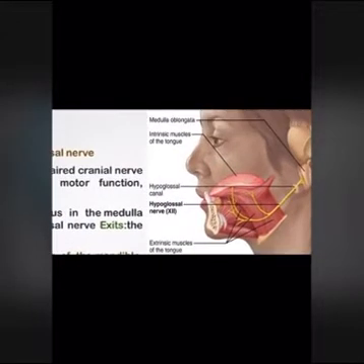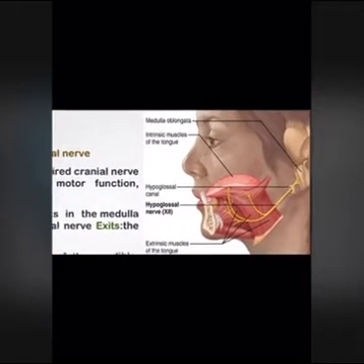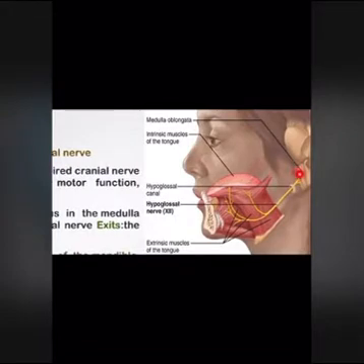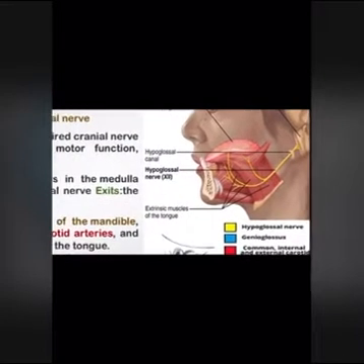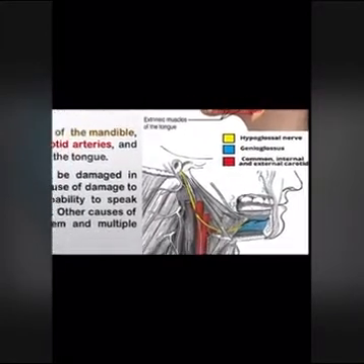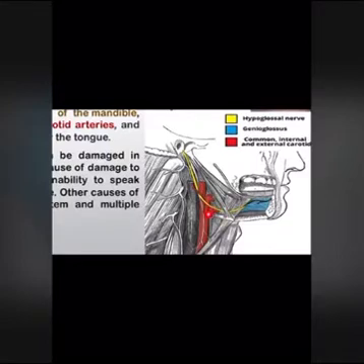You can see the medulla oblongata. This is the medulla oblongata, and this is the hypoglossal canal. The hypoglossal nerve. This is the external and internal carotid artery, and this is the genioglossus. This is the hypoglossal nerve.